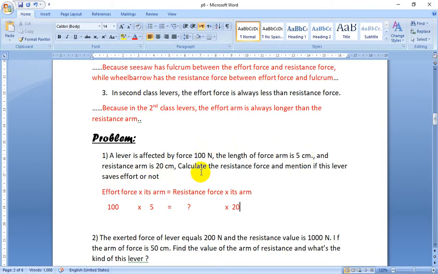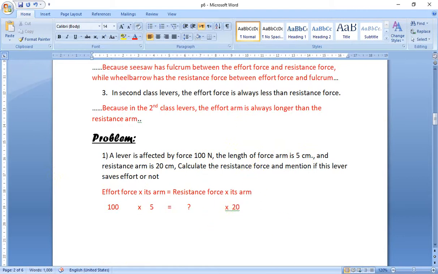Calculate the resistance force. It's very easy. So resistance force equals 100 times 5 over 20. So it will be 25 what? 25 Newton. It's resistance force, so its unit is Newton.